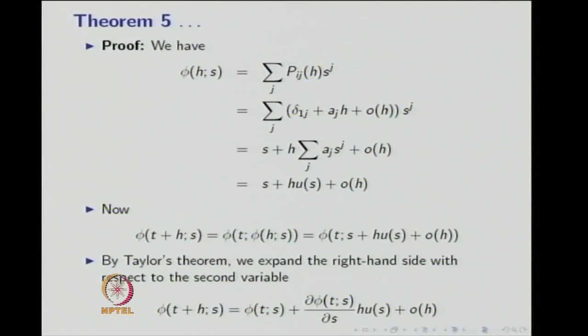Let us see the proof. We start with psi(h, s), which is nothing but the summation over j of p_1j(h) s^j. Substitute p_ij(h) and simplify, and you will get the first term will be s, the second term will be h times the summation over j of a_j s^j, and the remaining term will be order of h. You know that u(s) is the same as the summation over j of a_j s^j. Therefore, the probability generating function psi(h, s) is nothing but s plus h u(s) plus order of h.